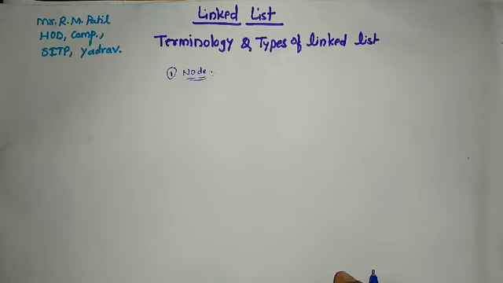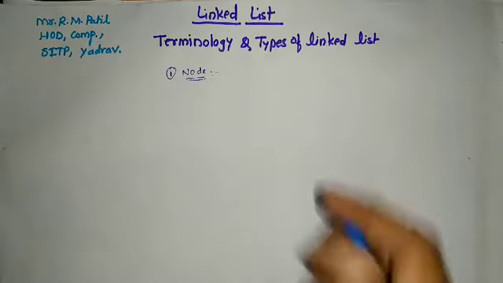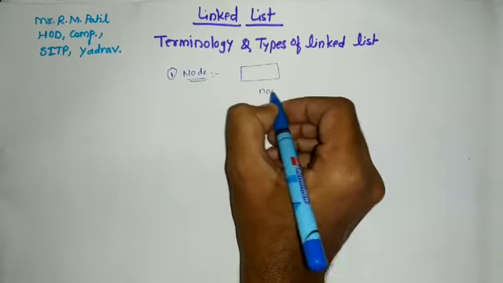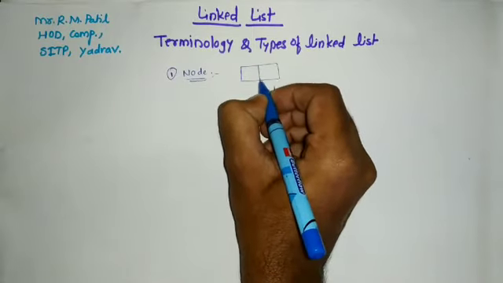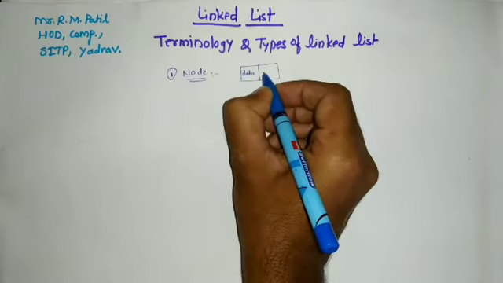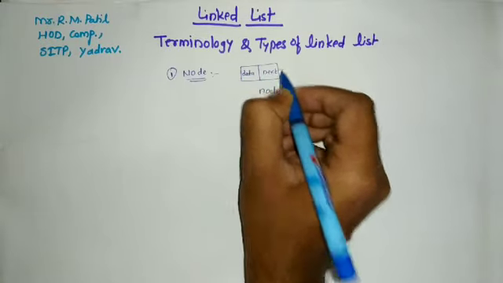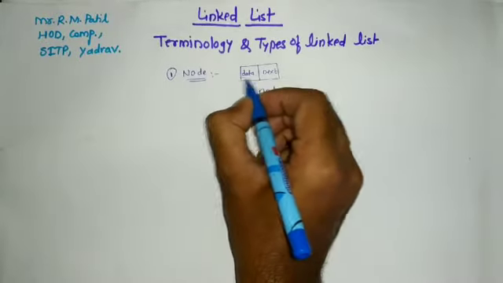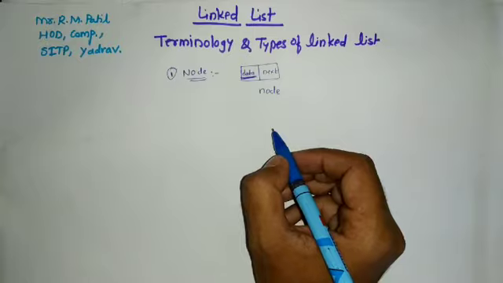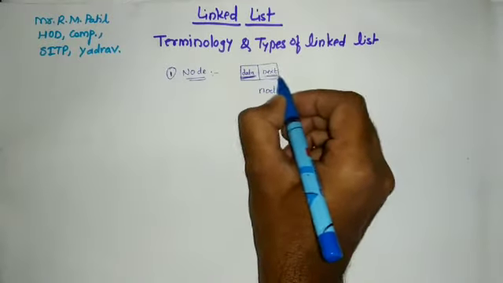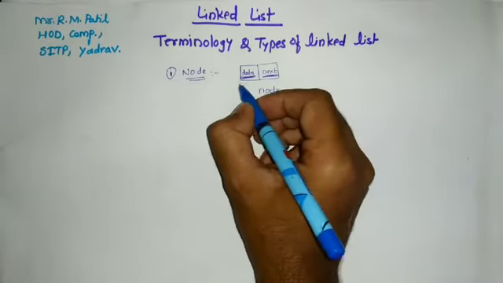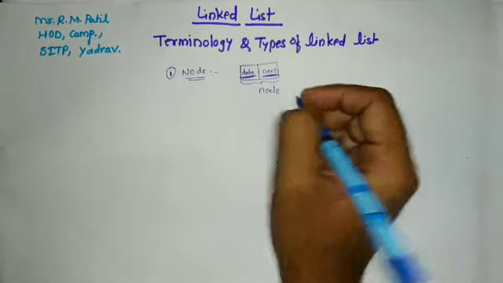Consider the logical representation of the linked list. This is what we call a node. This particular node is divided into two parts. The first part is the data field, and the second is the next field. In the data field, the actual information, that is the actual data, is stored, and in the next field, the address of the next node is stored. This is what we call a node.